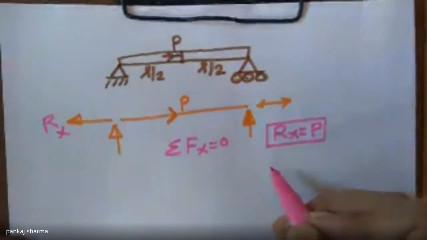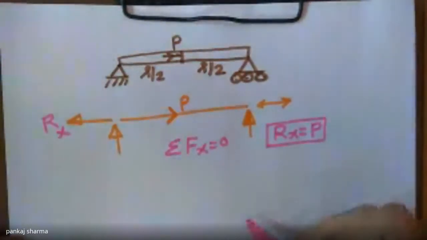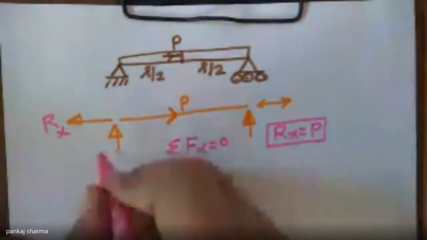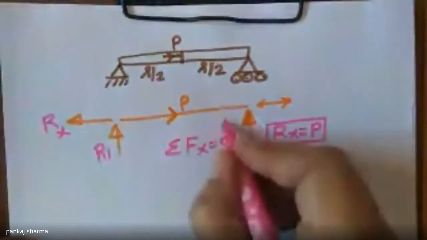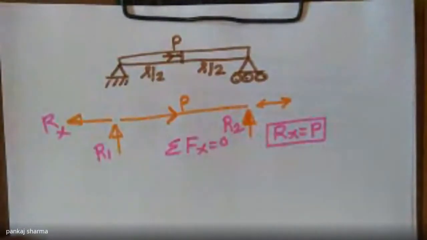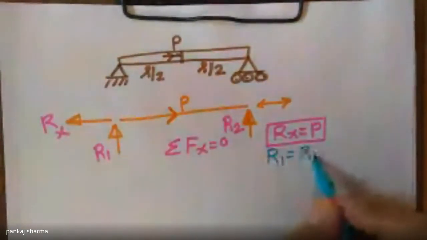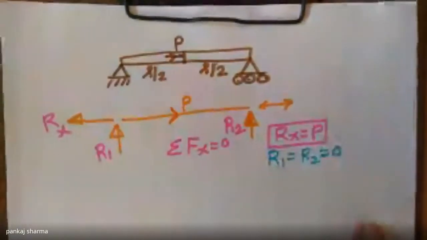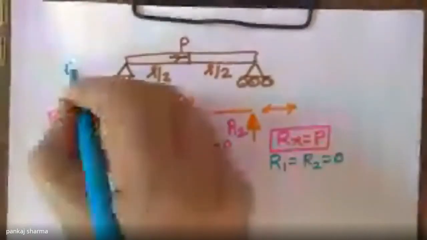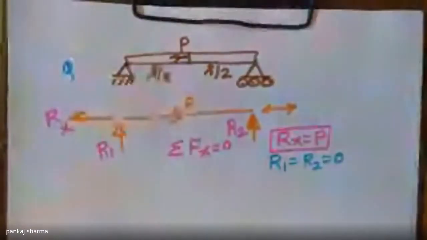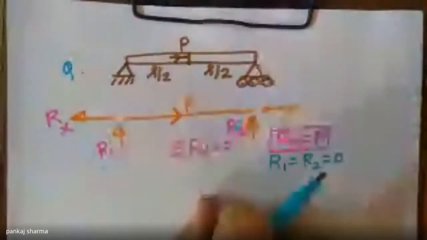The second one is Fy equal to 0. Suppose the vertical reactions are R1 and R2. In this problem, there is no vertical force acting on the beam, which means there is no vertical reaction. So we can directly put the value of R1 and the value of R2 as 0. But what is important for this problem?